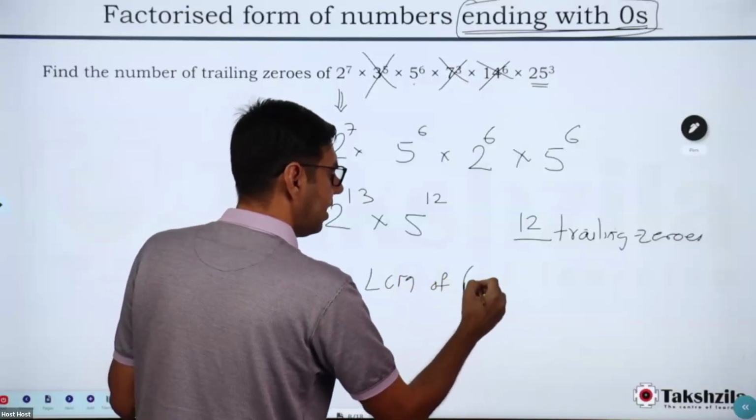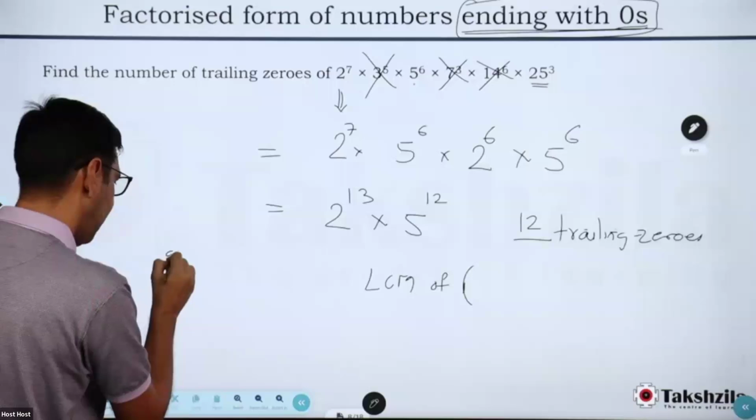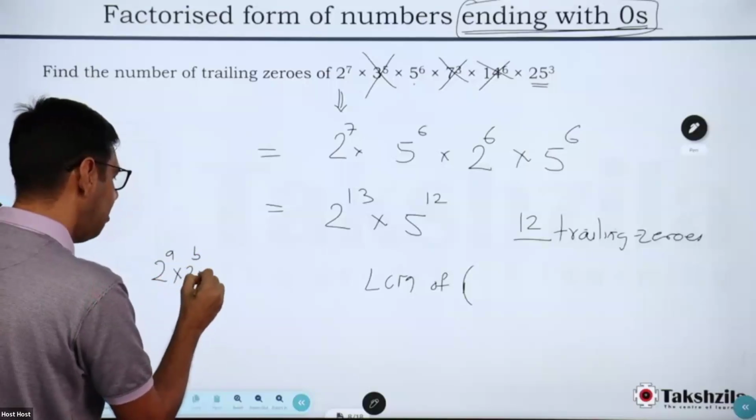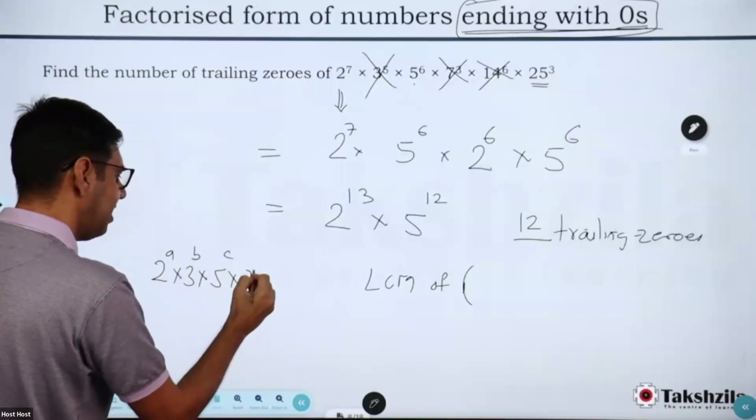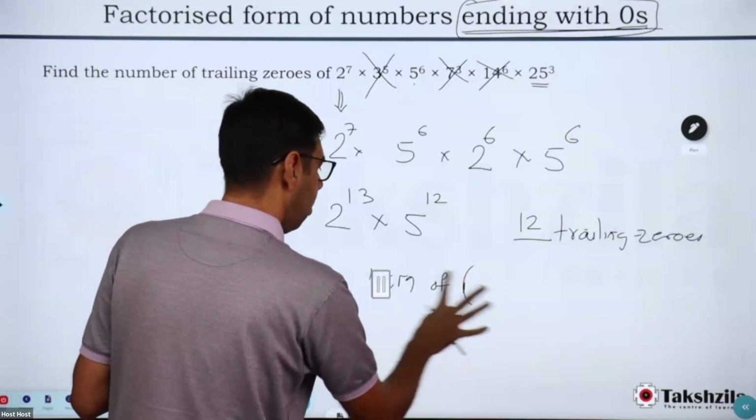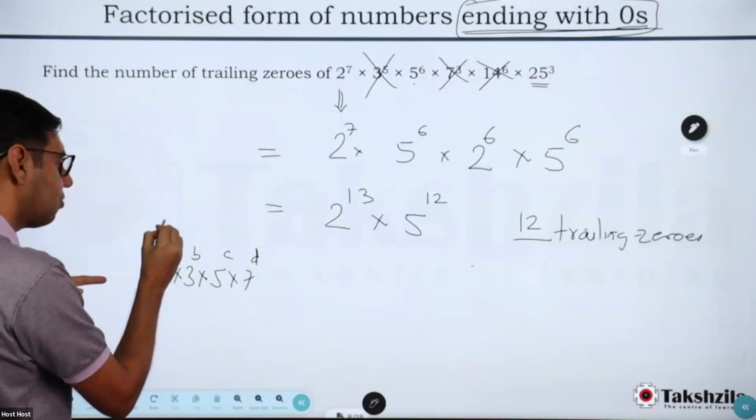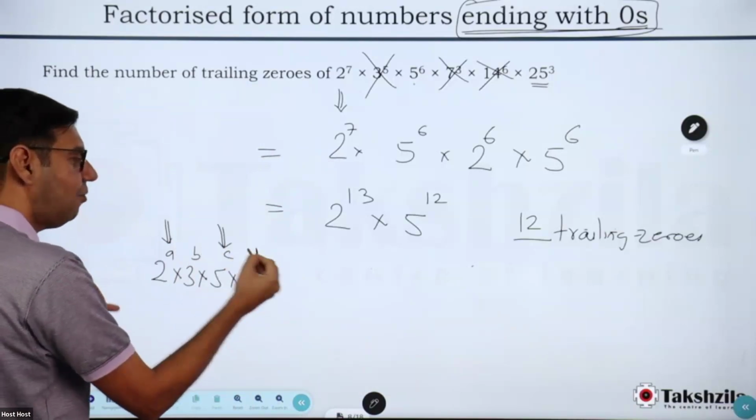Let's say it is 2 raised to A, 3 raised to B, 5 raised to C, 7 raised to D. Tell me, what do we do? You first focus only on A and C. And what is the answer?